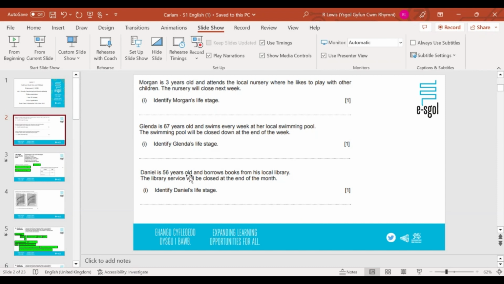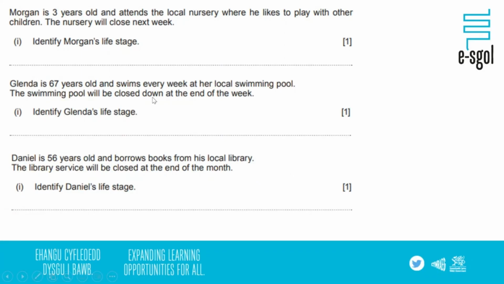The second question then, Glenda is 67 years old and swims every week at her local swimming pool. The swimming pool will be closed down at the end of the week. Again, identify Glenda's life stage. And then Daniel is 56 years old and borrows books from his local library. The library service will be closed at the end of the month. Identify Daniel's life stage. Okay.